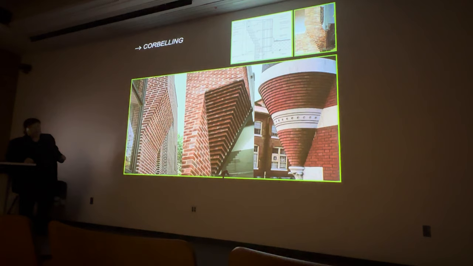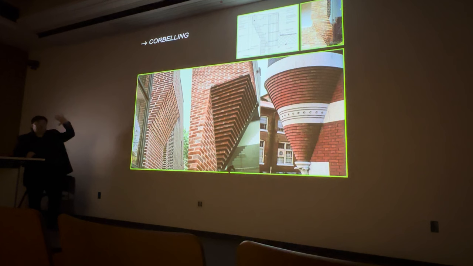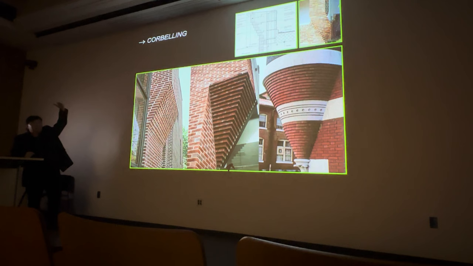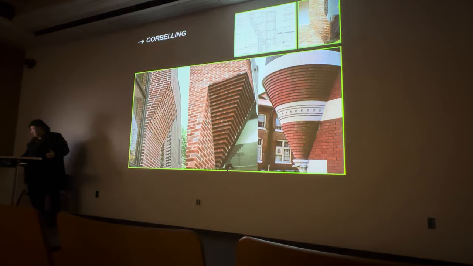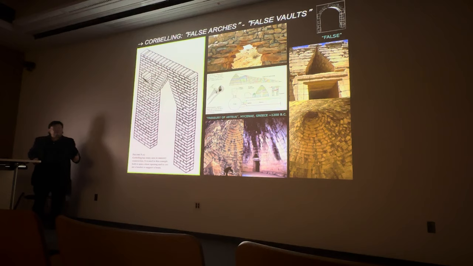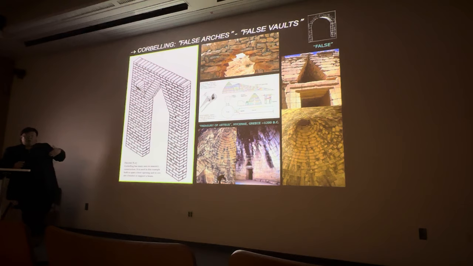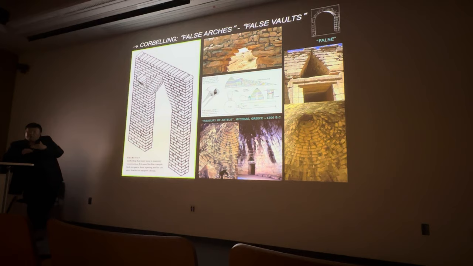Corbelling is really not an arch. It's really a cleverness of arrangement of bricks for them to hold, giving you the illusion of an arch. They also call them false vaults and false arches because they really are not arches, but rather a clever positioning of the pieces. And typically they're very heavy and thick.